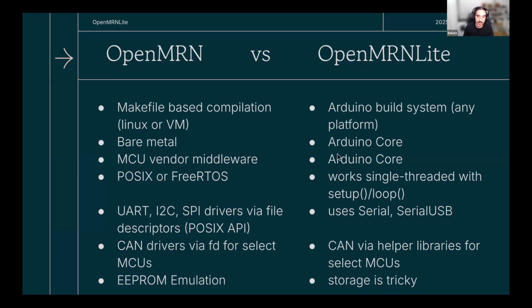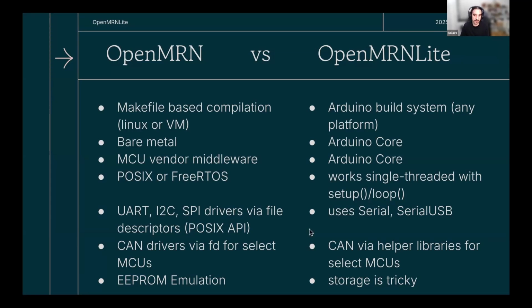Our heavyweight OpenMRN applications are either running on POSIX operating systems like Linux, or if they are on MCUs, then they run on FreeRTOS. We also have a little bit of an abstraction layer between the particular operating systems. So on FreeRTOS, we are actually emulating POSIX in a lot of different aspects. OpenMRNLite doesn't force you into any particular operating system. It works with a completely normal Arduino mechanism in a single-threaded way, with just calling setup and loop commands in the OpenMRN code base.